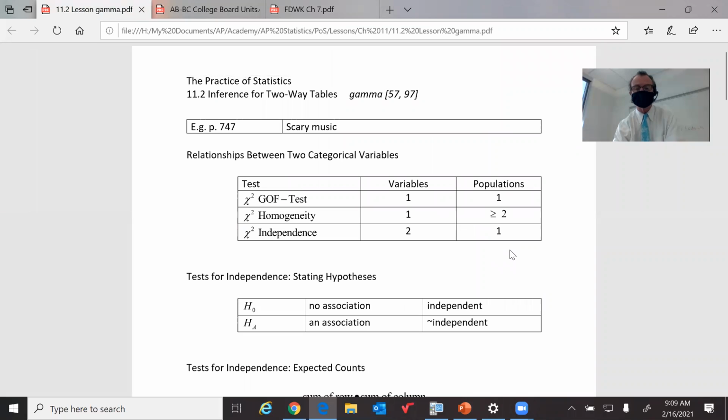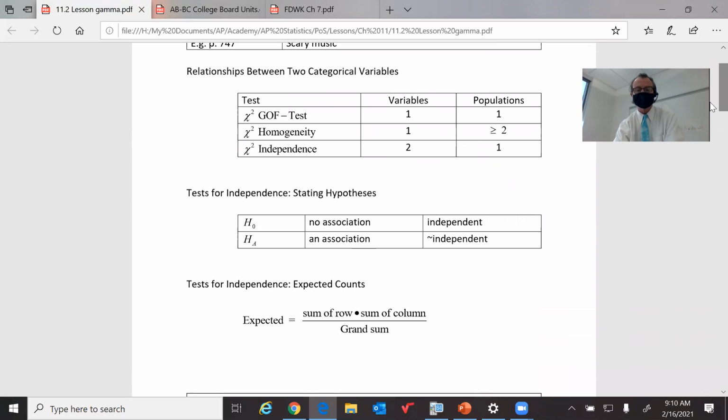So here is the difference between homogeneity and dependence. Again, don't sweat that. We have enough to deal with without people getting stressed out about a nuance like that.